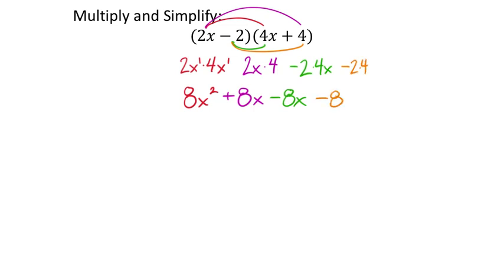So we have a 4-term polynomial, and we have these two like terms on the inside. How many x's is that? 8 minus 8, boom, 0 x's. So now I've got 8x squared, we'll call it a plus 0x, and then minus 8.